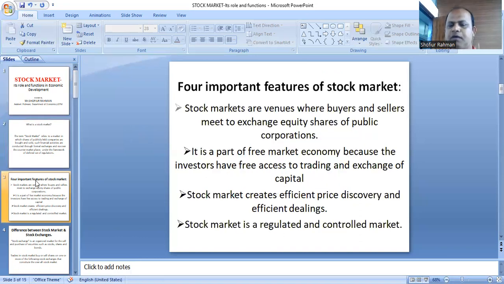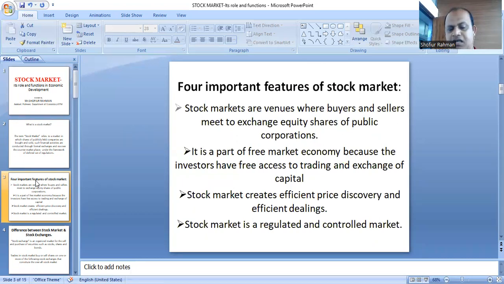Next are four important features of the stock market. Stock markets are venues where buyers and sellers meet to exchange equity shares of public corporations. It is a part of the free market economy because the investors have free access to trading and exchange of capital.